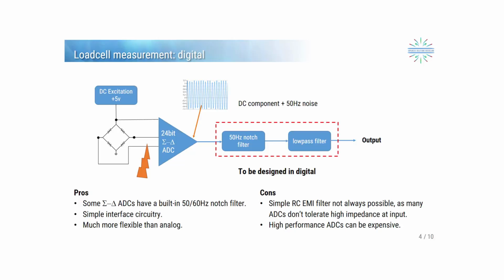Nevertheless, some Sigma Delta devices do have an inbuilt 50-60 Hz notch filter, which simplifies the filtering requirements, although these are more expensive and the choice of sampling frequency is limited. But they may indeed be good enough for some applications.